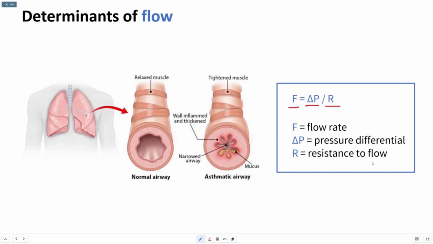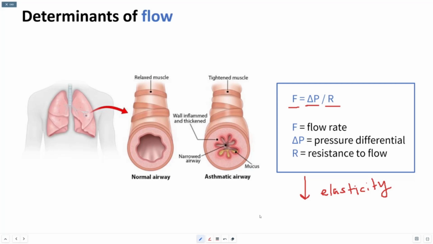What causes resistance? Resistance includes all the factors that make it difficult for air to move from the atmosphere into the alveoli. One is a decrease in elasticity of the chest wall and the lungs, and there's going to be a change in the bronchial diameter and a change in compliance. Whenever there is an increase in bronchoconstriction, this will cause the airways to get smaller.